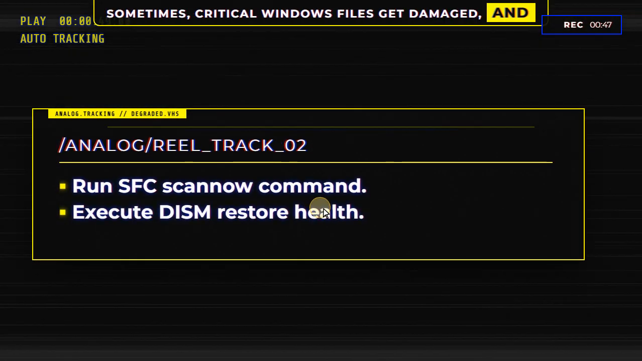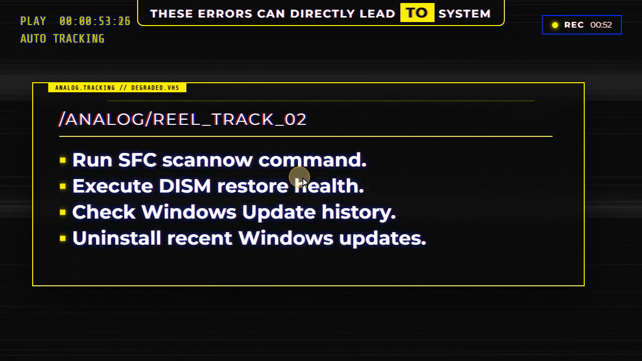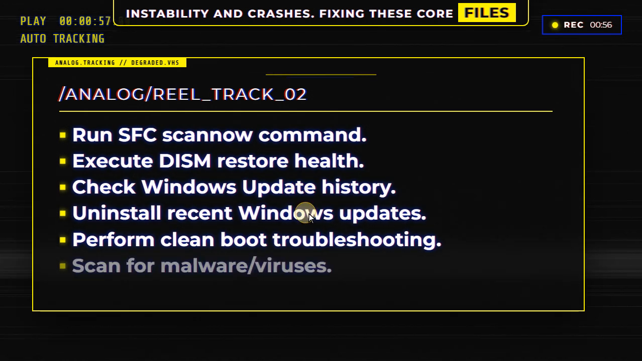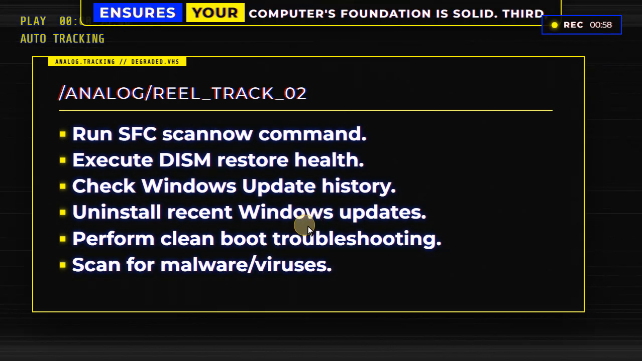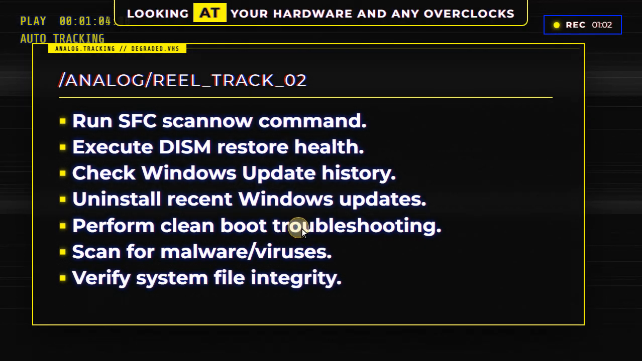Next, checking your system files is important. Sometimes, critical Windows files get damaged, and these errors can directly lead to system instability and crashes. Fixing these core files ensures your computer's foundation is solid.